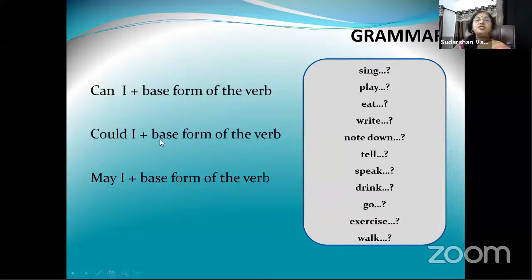What is a substitution table? Can I, all these verbs, and the extension of that in terms of a sentence. Then you can make 50 sentences with just can I and this group of verbs. You can make 50 sentences. That is when you're actually truly practicing to communicate. For example, can I sing?